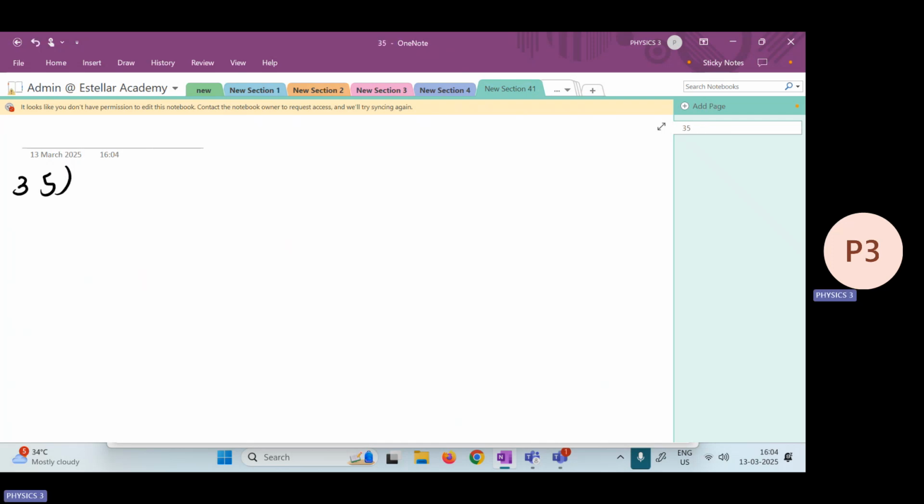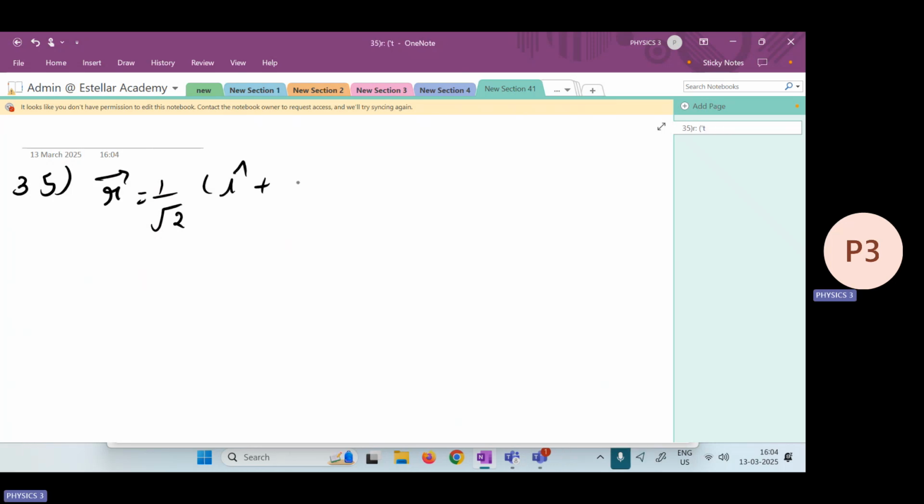The 35th question: a particle is moving in the xy plane in a circular path with center at origin. If at an instant the position of the particle is given by r vector, 1 by root 2 i cap plus j cap, then the velocity of the particle is alpha.